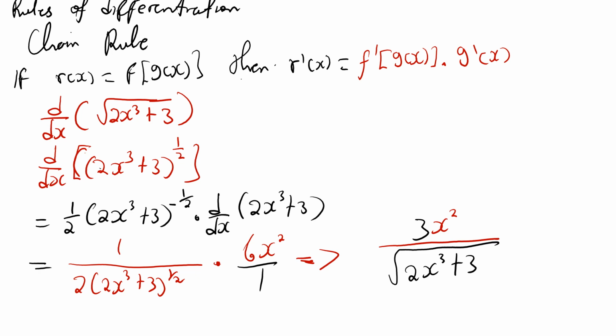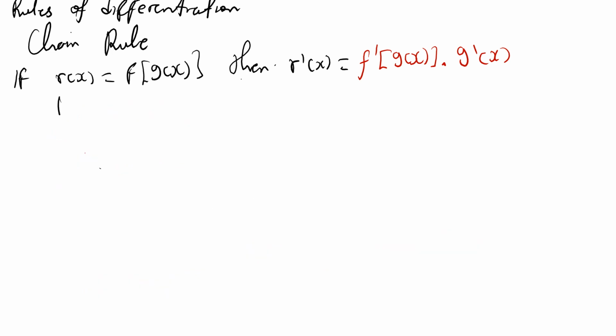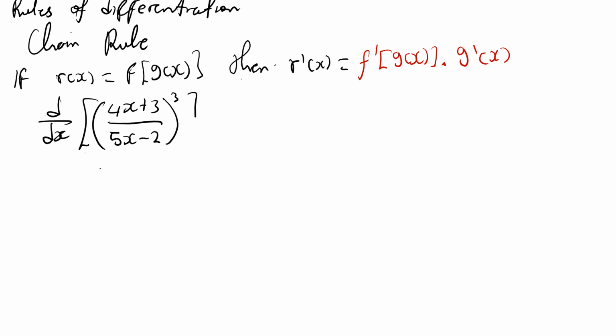So now we need to find the derivative of 4x plus 3 over 5x minus 2, all to the power of 3. So this one, we are still going to use the chain rule.